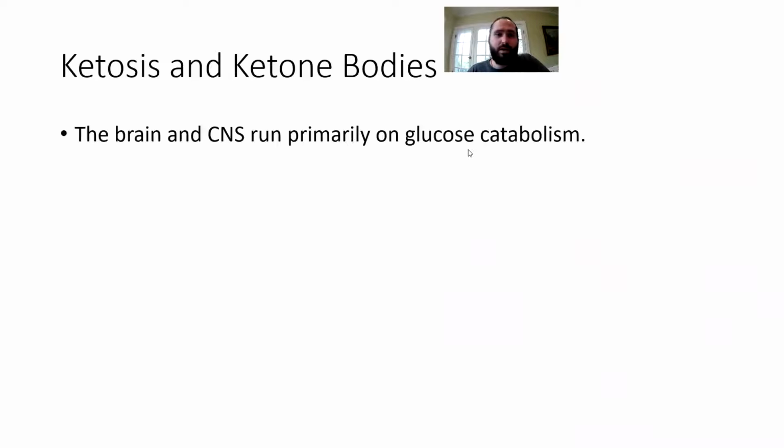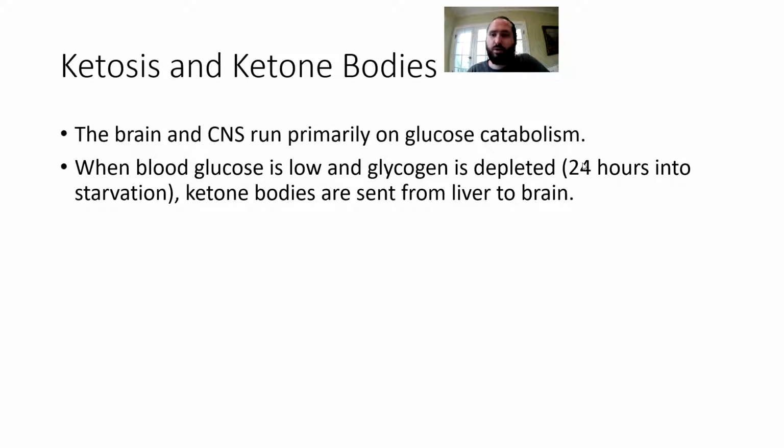On to ketosis and ketone bodies. So the brain and the central nervous system run primarily on glucose catabolism. When blood glucose is low and glycogen is depleted, which is typically 24 hours into starvation, ketone bodies get produced in the liver and sent to the brain.